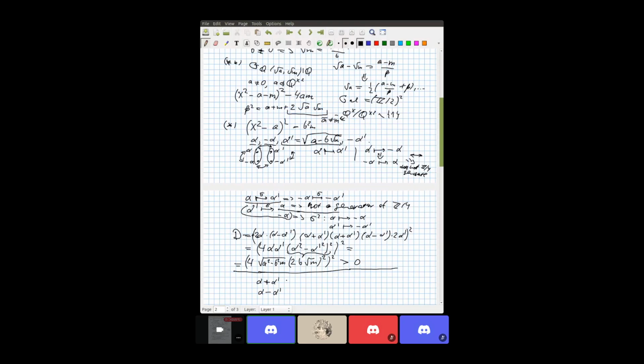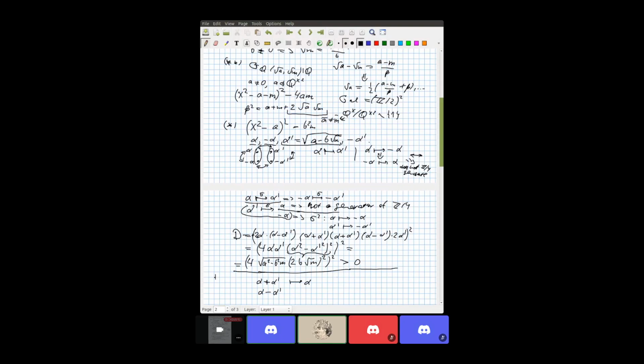For instance, you see that this element goes... we don't know where it goes. Well, it must go to sigma of alpha plus sigma of alpha prime, and it will be minus alpha prime plus minus alpha. But the problem is that we don't know the image of alpha prime. So let's assume that the image of alpha prime is minus alpha.